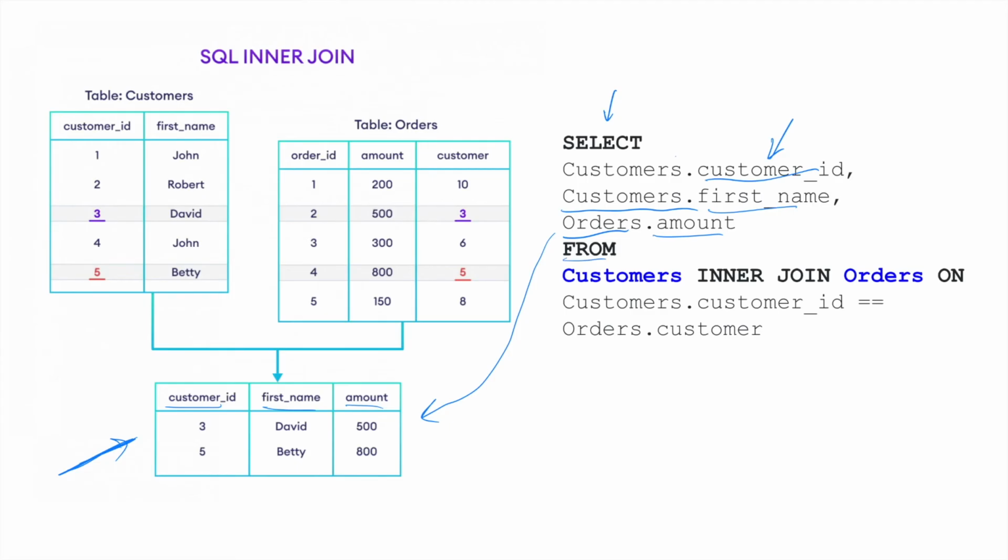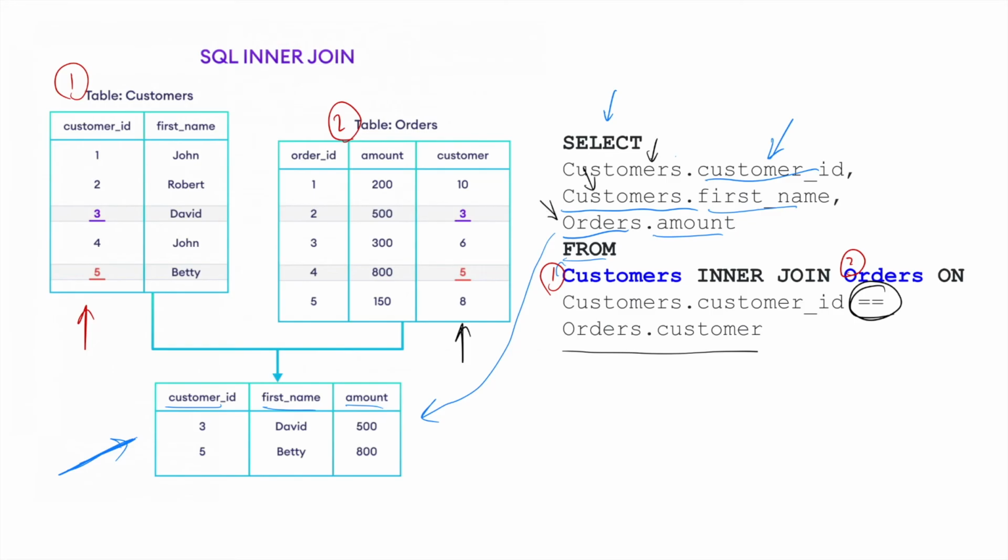Then we have FROM customers INNER JOIN orders. Customers is the name of our first table, and orders is the name of our second table. We're doing customers inner join orders, so basically joining those tables on the instance in which customers.customer ID, the customer ID field on the customers table, is equal to the customer field right here on the orders table. So again, we're getting certain information from both tables that's specified right here.